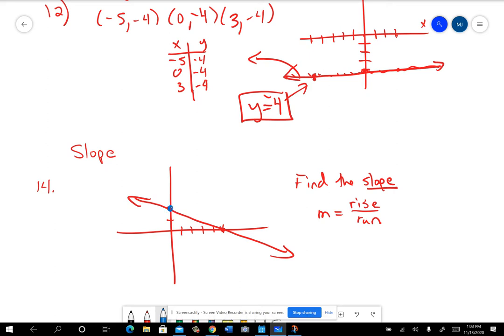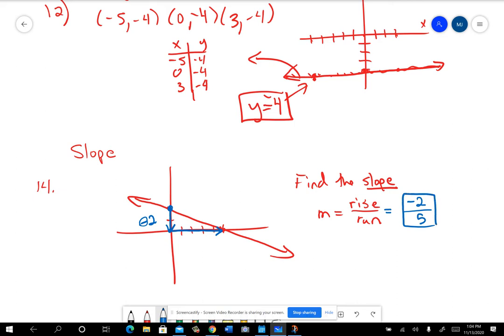I start with my leftmost point and I determine how far up or down I would need to go to get to my next point. So I'd have to go down 2 units. That's the rise, down 2, okay? And if it's down, or if you had to go to the left, you would have a negative on it. All right, and then the run would be to the right, 1, 2, 3, 4, 5 spots. So I'm going to put a 5 down there.